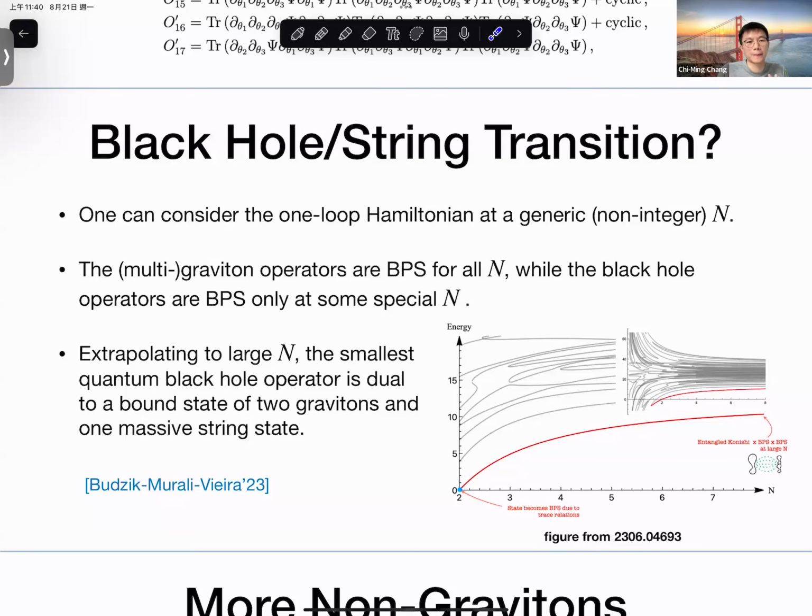Sorry, let's take n equal to 4 or 5. Then in that case, is this operator BPS? It's not BPS, right? So I think once it is not BPS, then as you increase lambda, its dimension just goes very high also, right? At a very strong coupling, at very high lambda.